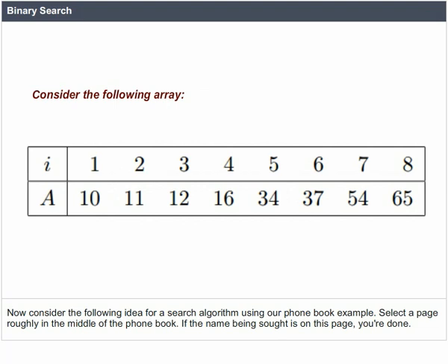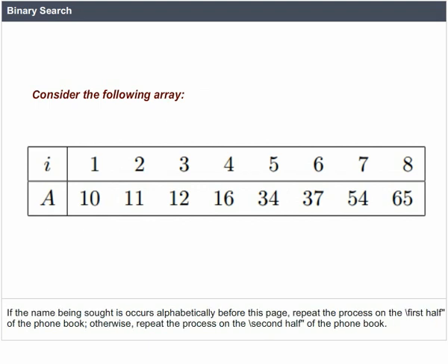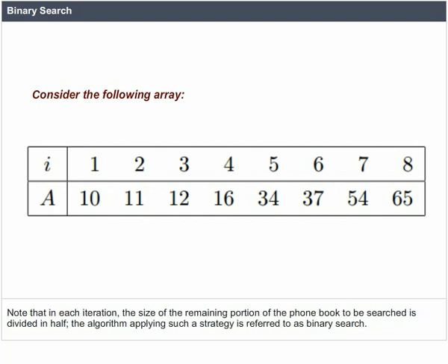Binary search. Now consider the following idea for a search algorithm using our phone book example. Select a page roughly in the middle of the phone book. If the name being sought is on this page, you are done. If the name being sought occurs alphabetically before this page, repeat the process on the first half of the phone book. Otherwise, repeat the process on the second half of the phone book. Note that in each iteration, the size of the remaining portion of the phone book to be searched is divided in half. The algorithm applying such a strategy is referred to as binary search.